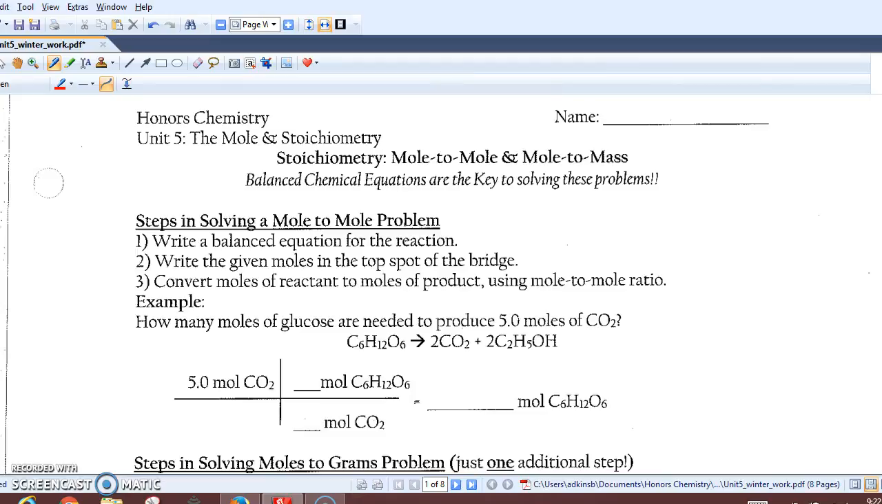Alright, this screencast is going to be about our basic mole to mole and mole to mass conversions, what's called stoichiometry. And the word stoichiometry can sound a little scary, but really all it means is the mass and mole relationships between reactants and products.